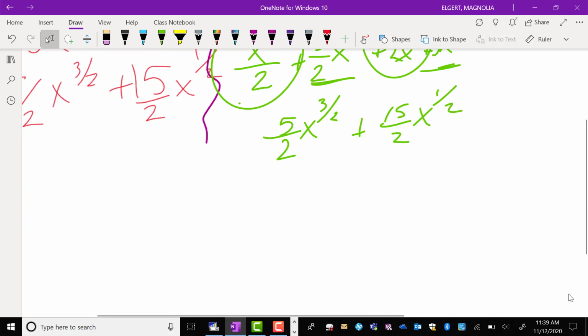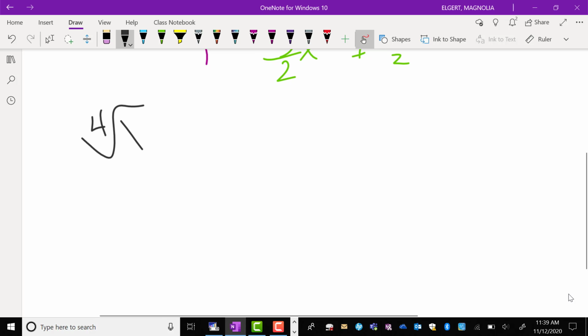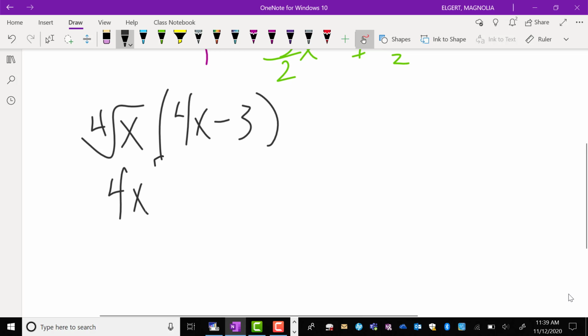So now if we try the next one, number 5, again, you can do this one. You could distribute. So this one is the 4th root of x times 4x minus 3. So I could distribute. When I did that, I'd get 4x to the 5/4 minus 3x to the 1/4.